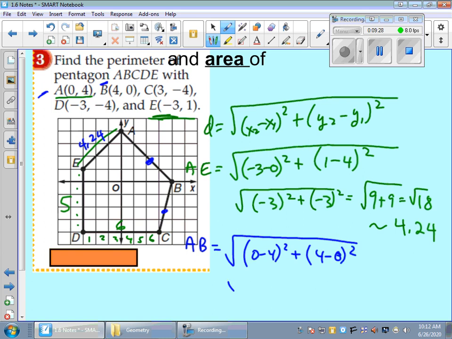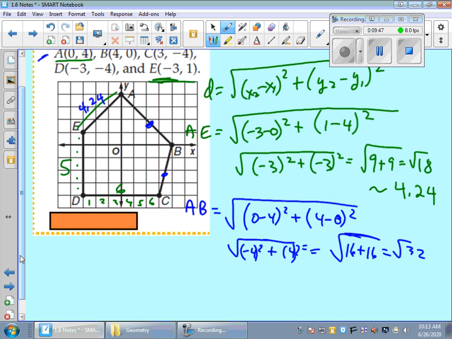So 0 minus 4, negative 4 squared, and 4 squared. So in both of these cases, we're going to get 16 plus 16. So that's the square root of 32. Yes, we want a decimal for that as well. And that is going to be about 5.66. So now we got 2 of those done.